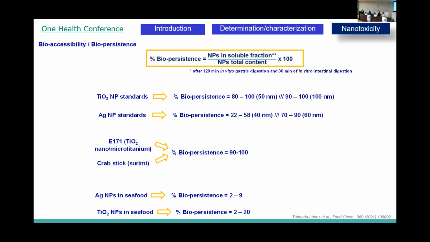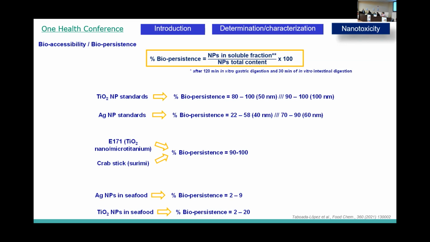In the case of the food grade E171, we obtain a ratio close to 100%, and it was the same for crab sticks. You know that surimi, to get the white meat color, contains this type of food additive. So the result is the same, more or less 100% biopersistent when we perform the experiment with this type of food. However, in the case of seafood, the biopersistent is lower.